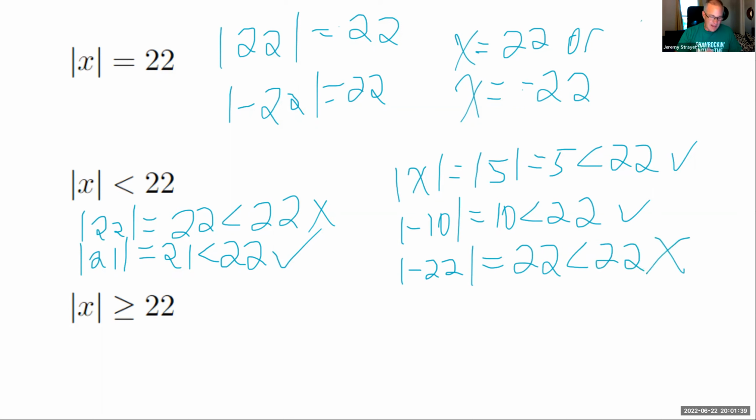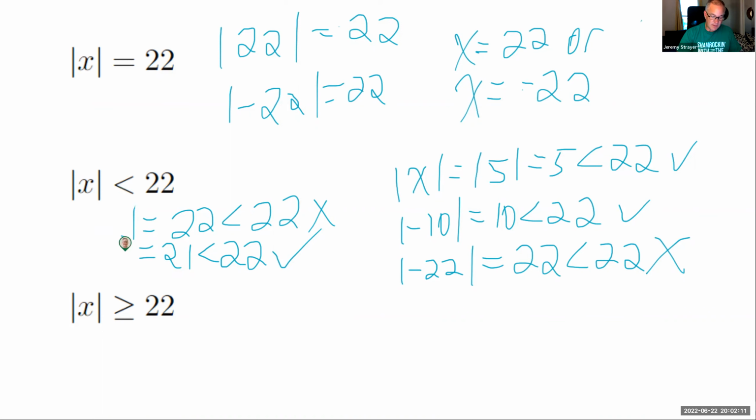So it's kind of like we've got a boundary. In a situation like this, where the absolute value of something is less than a number, we can go all the way from 22. Anything less than 22 works until you get to negative 22. So it's like the solutions are in between these two boundaries.